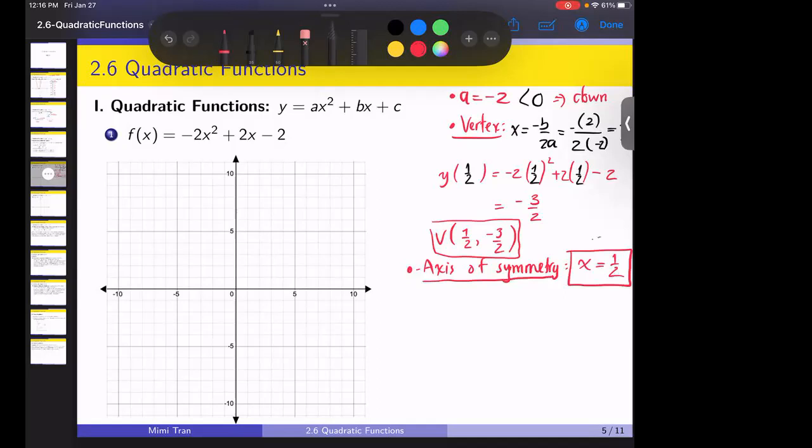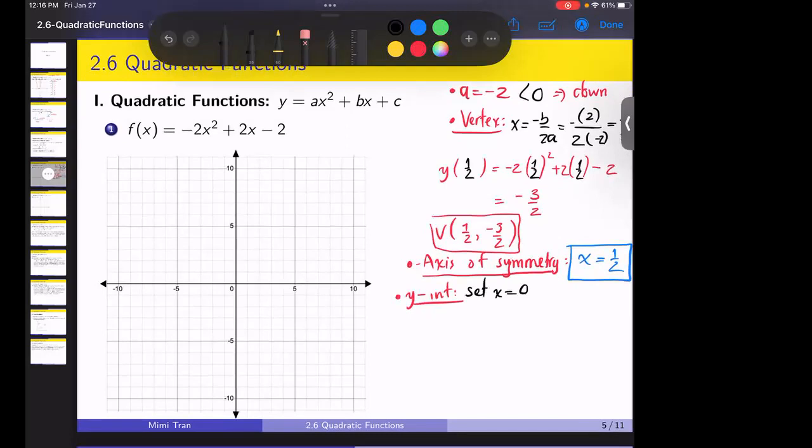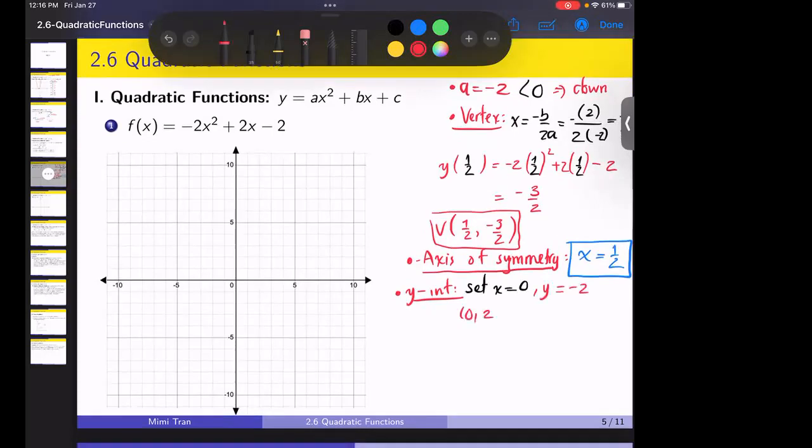Maybe I'll do that in blue. The y-intercept, you set x equals 0. That's easy. When x equals 0, it's negative 2. Okay. So 0 comma negative 2.